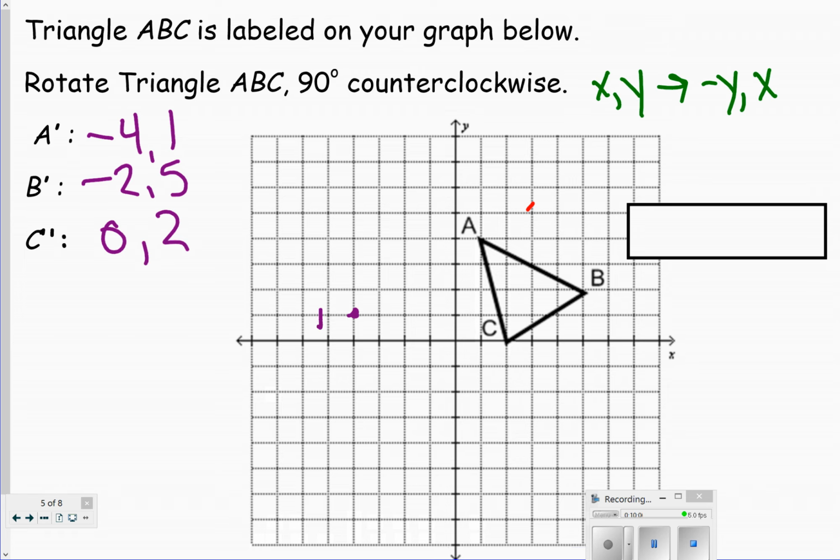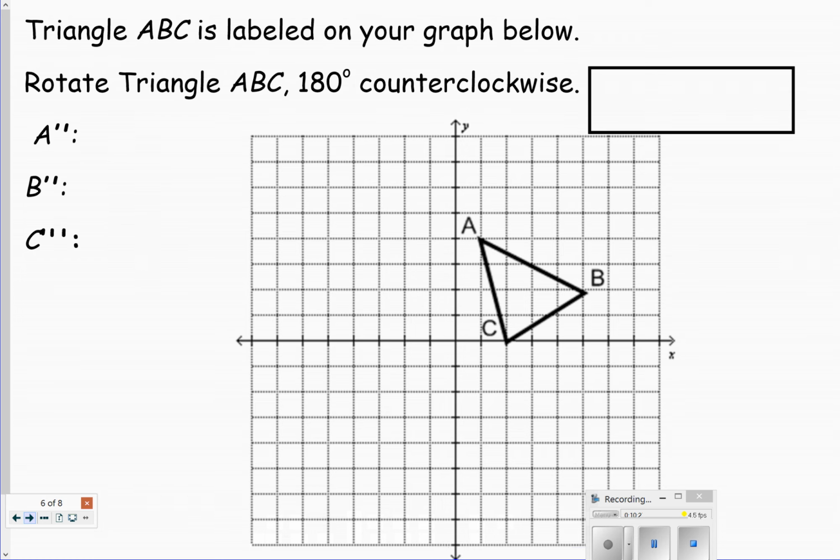This is A prime, and B prime is negative 2, 5. And 0, 2 was C prime. And if we turned it back, we would see that that was the location when we took our ABC triangle and turned it one turn backwards. Very good. All right, let's look at another example.